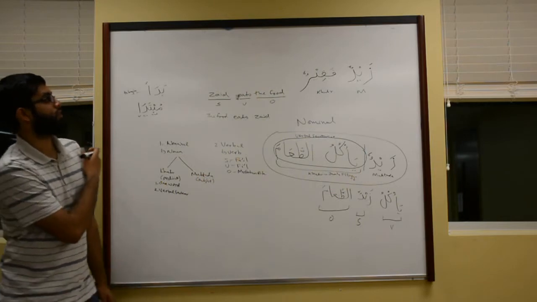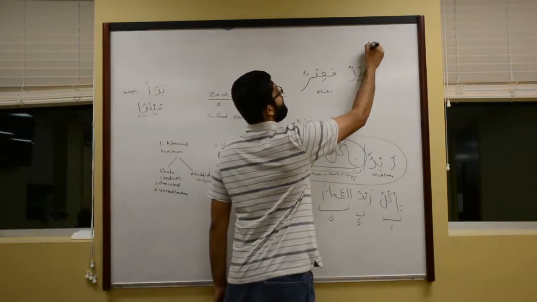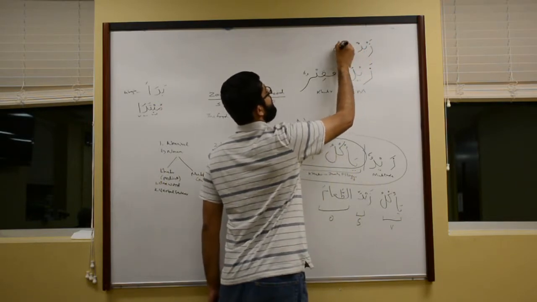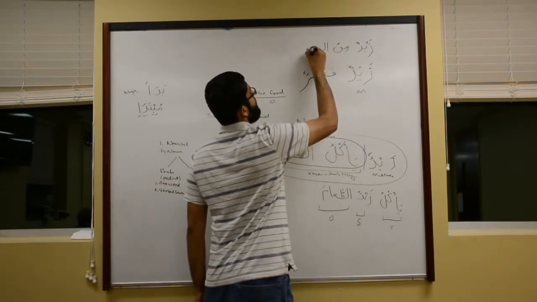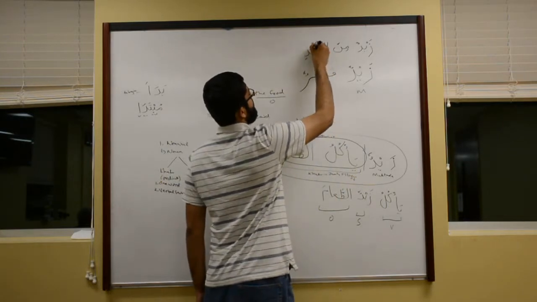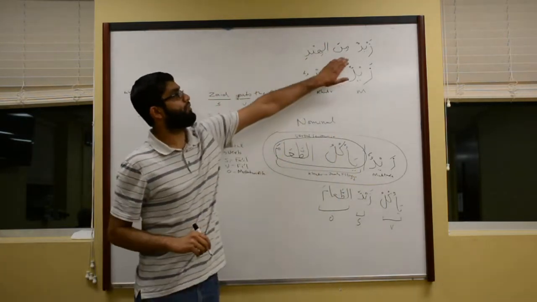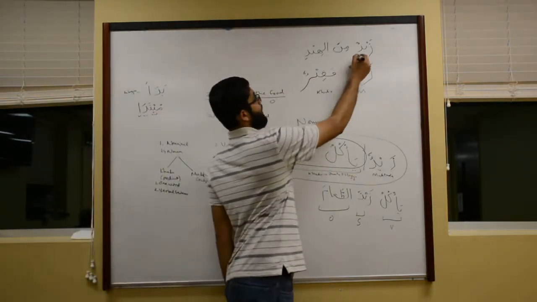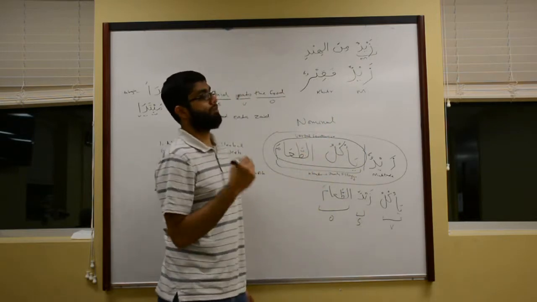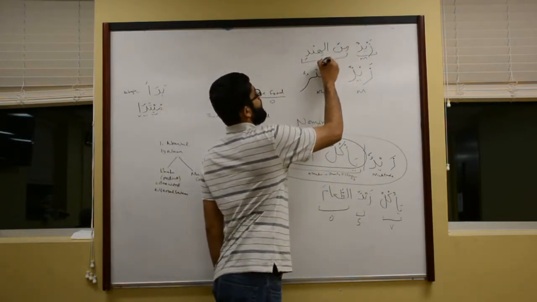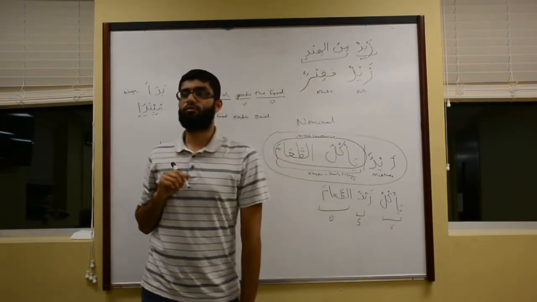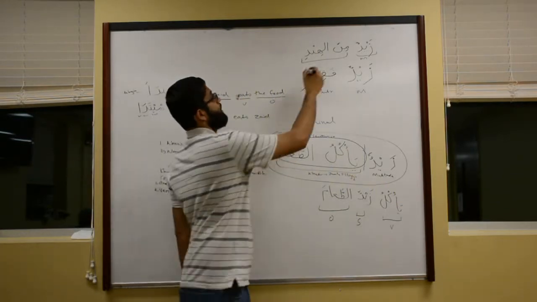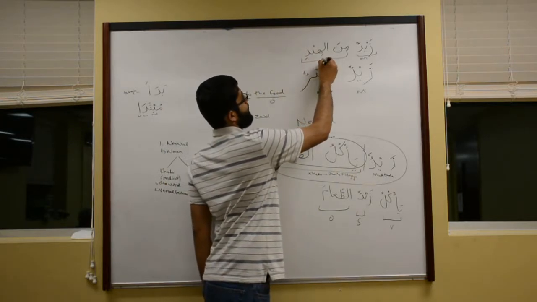What if I said Zaydun min al-Hindi? Okay, is this a nominal sentence or a verbal sentence? Nominal sentence. Where's my mubtada? Zayd. Okay, where's my khabar? Min al-Hindi. Min al-Hindi is what? From India. And you remember from book 1? Jar majroor, shibul jumla. So it's a jar majroor and it's the khabar.